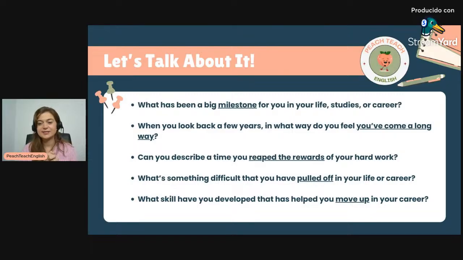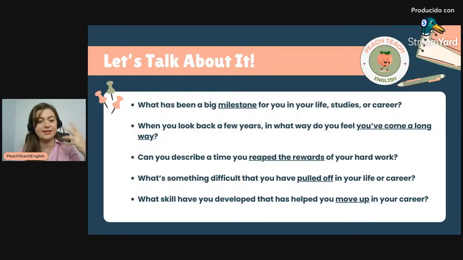And now, guys, let's talk about it. Okay. Now, this is where we really put it into practice. So now you understand the words. Now we need to use them. So it's very important that you make examples there in the comments, and I'll correct any mistakes. And I'm really interested to see what you guys have achieved and what challenges you might have faced in the process. All right. So let's look at this first one. What has been a big milestone for you in your life, studies, or career?